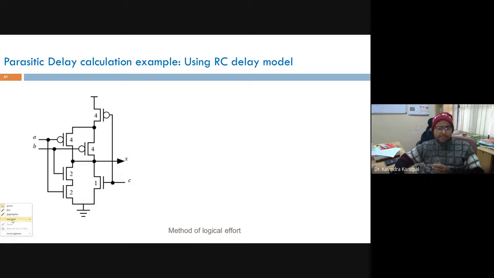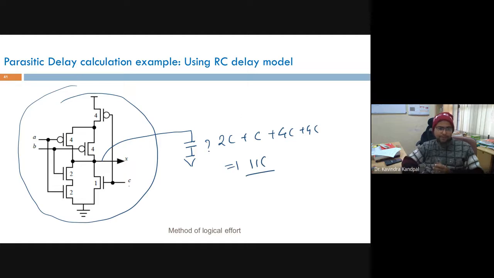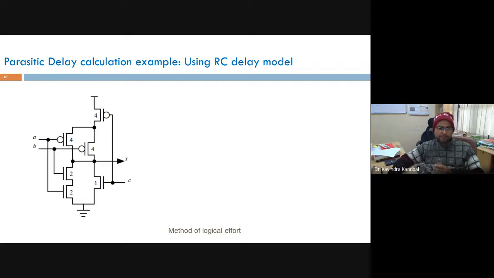What is the parasitic delay here? If there is one gate like this, what is the net capacitance at this node? Can I say from the pull down network, this is 2C plus C. From the pull up network, how much? 4C plus 4C, how much? 11C, right or not? 11C divided by 3C. 11 by 3 P inverter. Correct, yes or no?